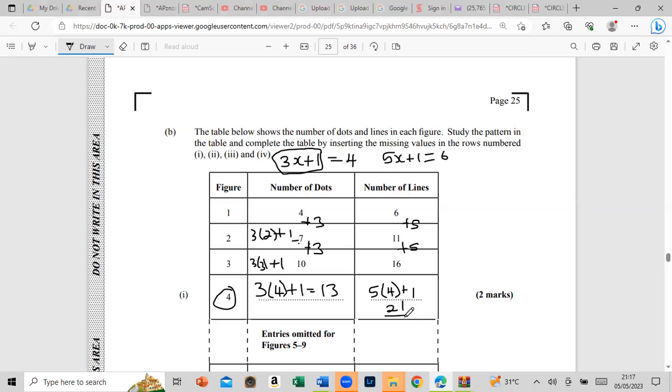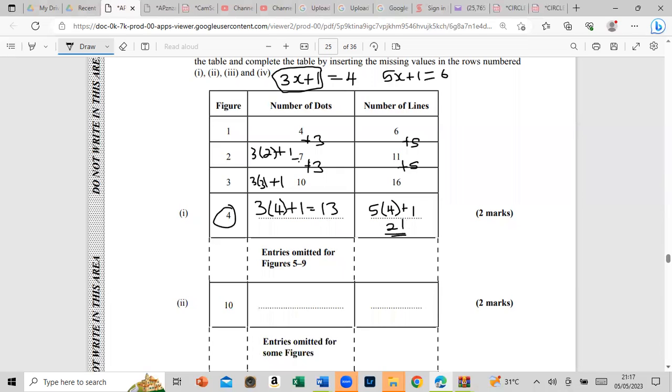Alright. And then for this, the entries omitted are from 5 to 10, and then they give you 10 now. No change, guys. So put 10 there, add 1. But remember, that's the equation that goes on. 3 times 10 is 30, and 1 is 31. No long talk. Now we'll do the same thing. It was 5x, so it's 5 times 10.